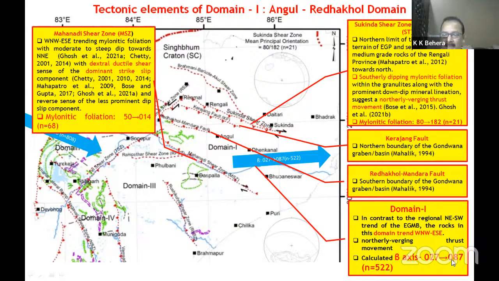522 foliation data we have taken and analyzed, and it gave a beta axis, that is the fold axis, 27 degrees towards east. The detailed structural data will be shown in our exercise map. In this part, all the folds are easterly plunging, in fact.